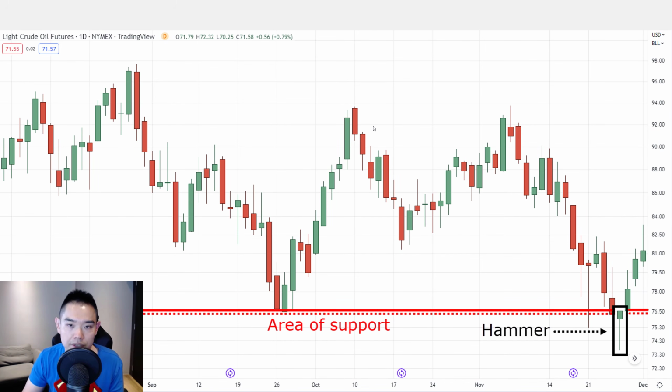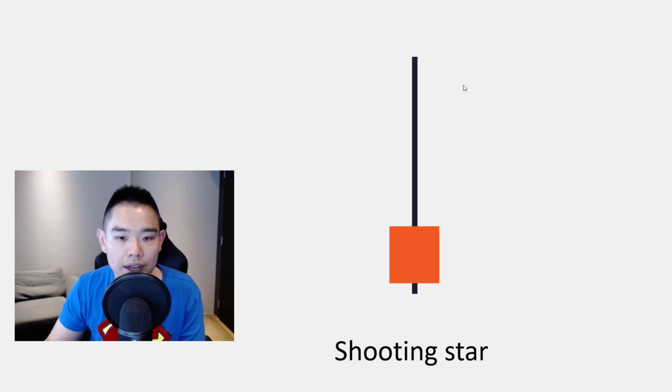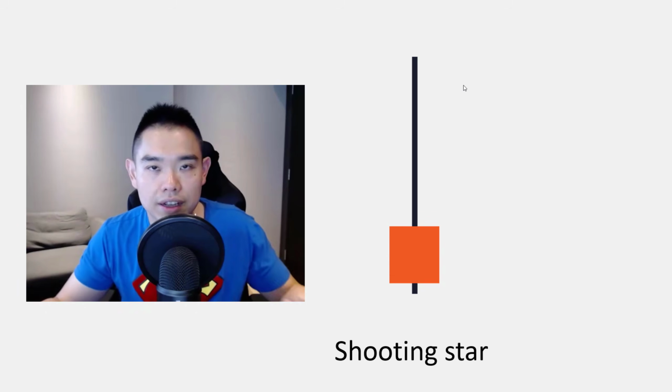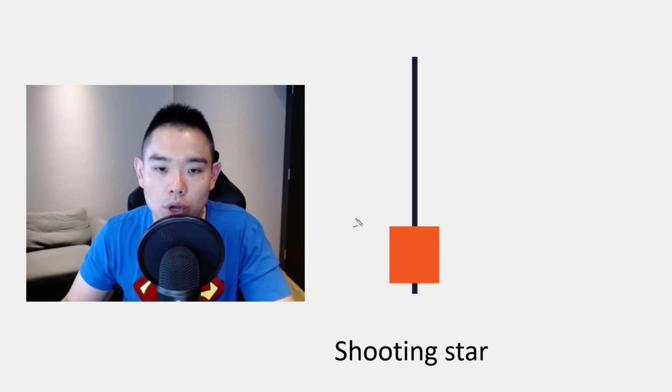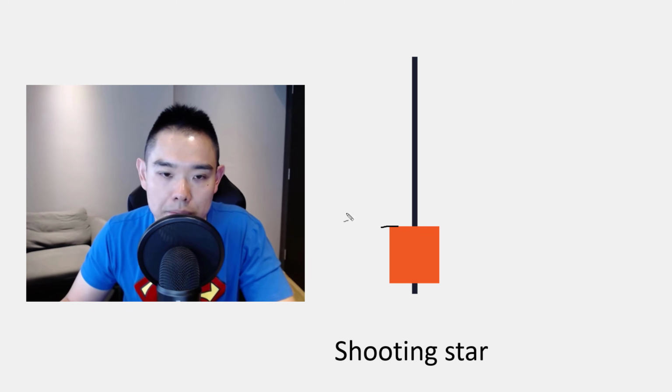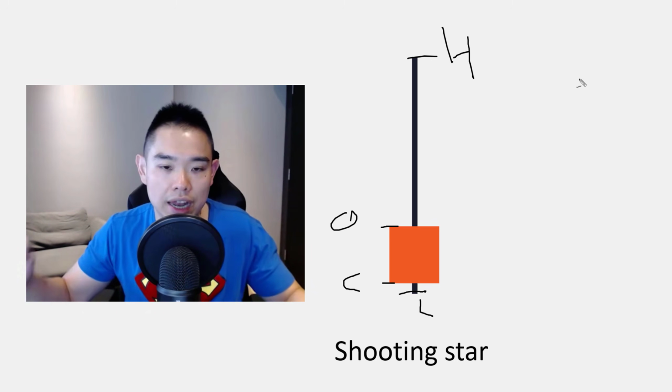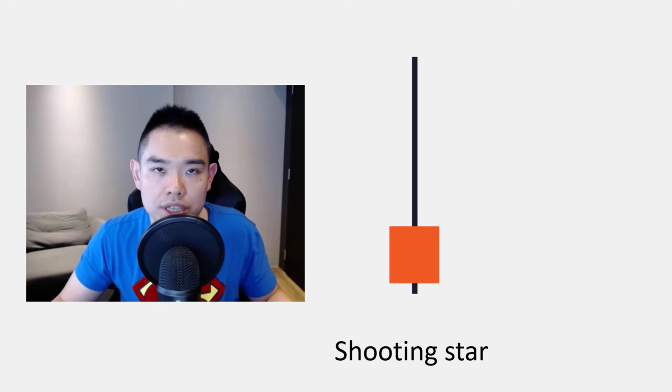Now, on the other hand, the shooting star is kind of like the inverse of a hammer candlestick pattern. So I'll just go a little bit quickly. For the shooting star, this is the opening price. This is the close of the day. This is the lowest price point of the day. And then this is the highest price point of the day. So you can see that the story behind a shooting star is just the opposite.